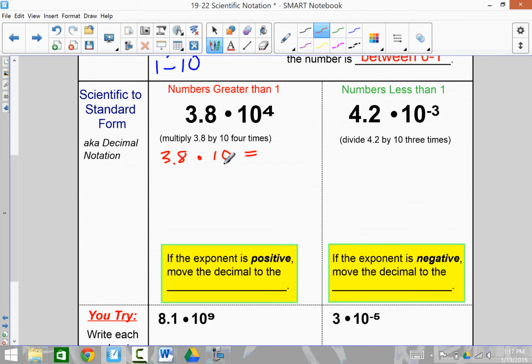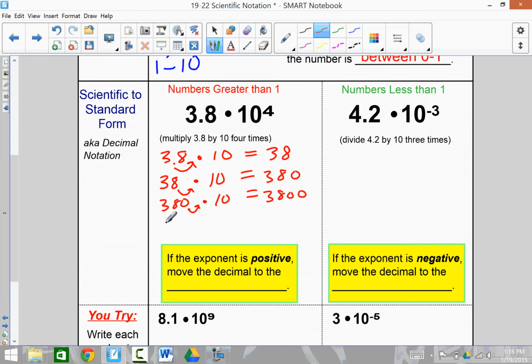Here's the first time: 3.8 times the first 10. I don't need a calculator for this, because anytime I multiply by 10, I know I'm going to move the decimal point one place over, because there's one 0 in 10. So 3.8 times 10 is 38. Let's take 38 times a second 10. I have one extra 0, so I move the decimal point, which is at the end of 38, and add another 0, so this is 380. Then 380 times a third 10: I add another decimal place, so this is 3,800.